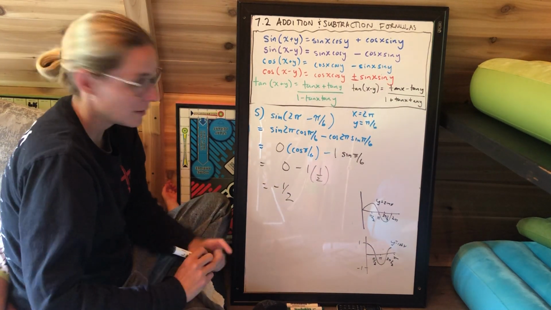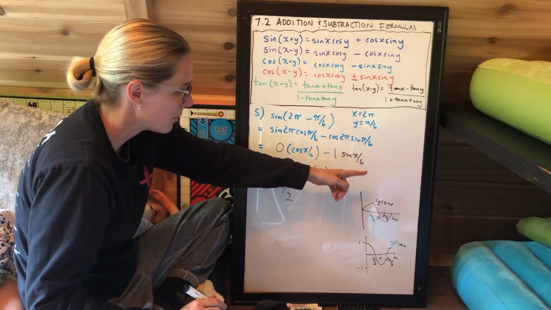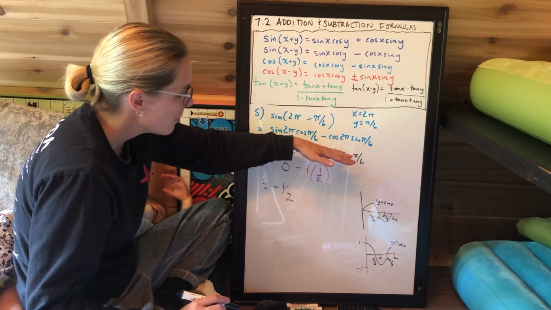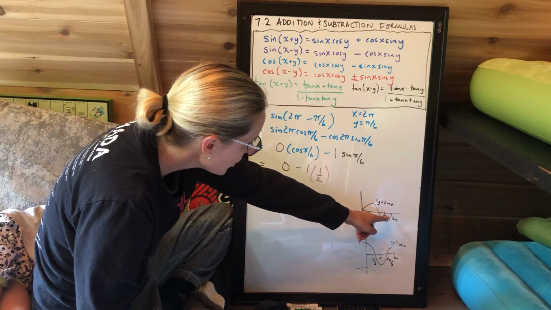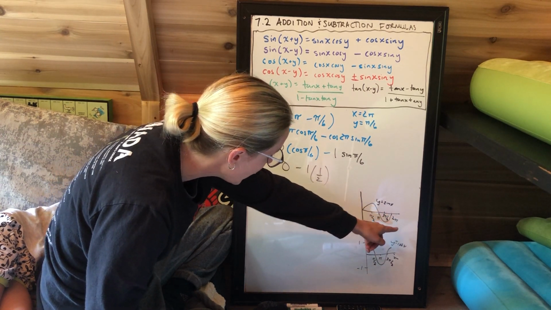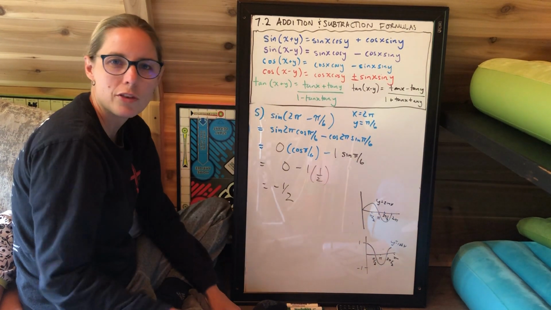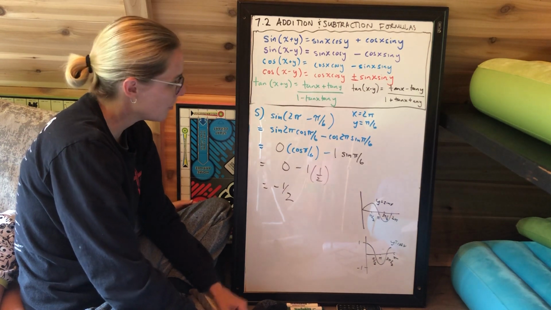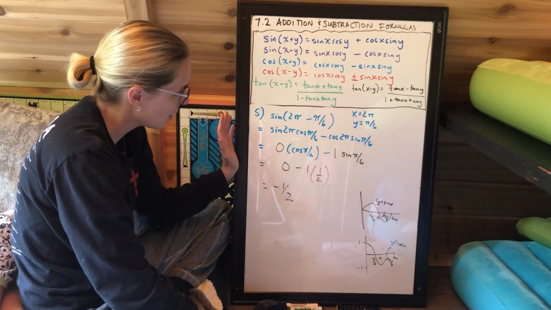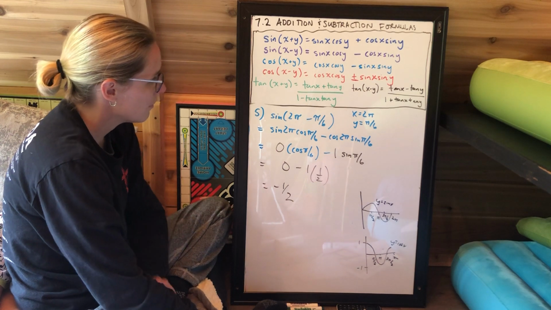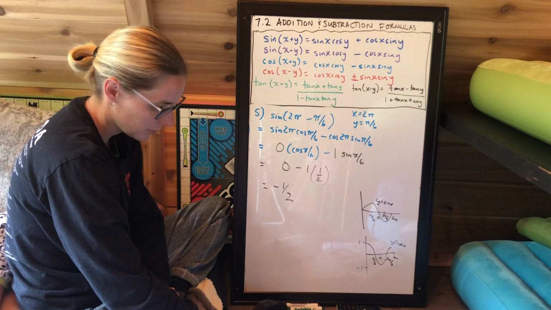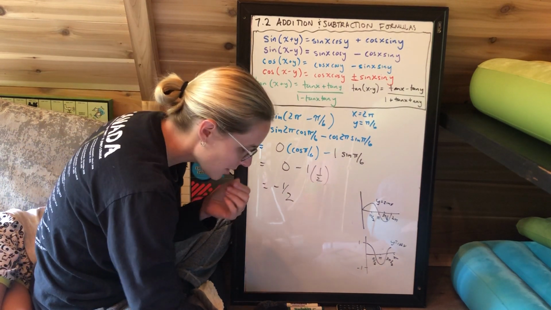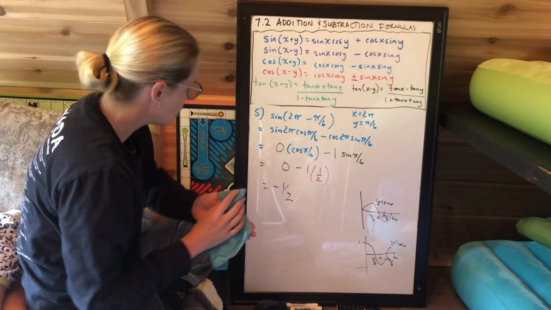Sometimes you have to use special triangles when it's pi by 4, pi by 6, or pi by 3. But if it's pi, or 3 pi by 2, or 2 pi, you can just use what the trig function looks like graphically. And that makes your life a little bit easier. Okay, good? The next one is similar in manner.